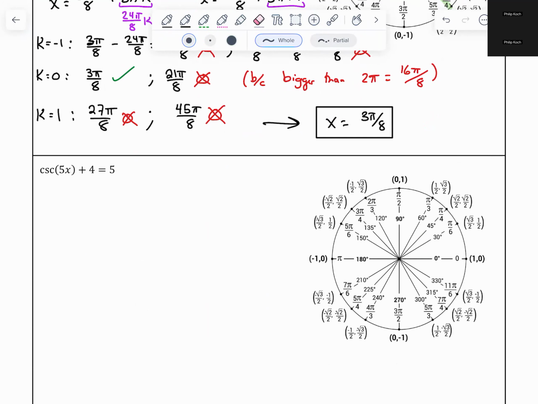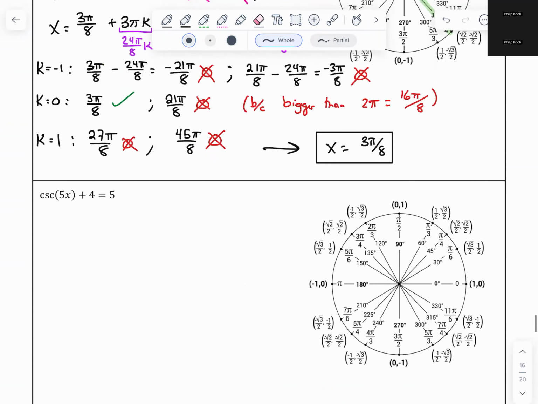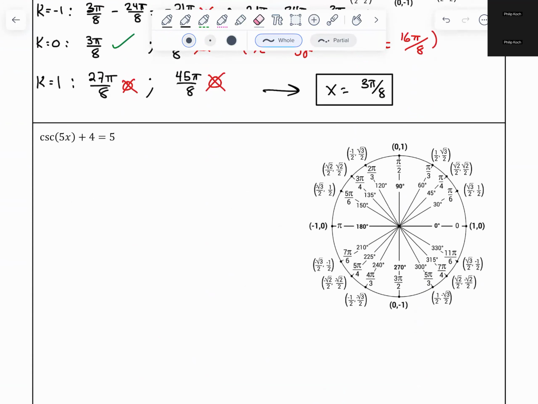The test is Wednesday, that's correct. Last one, and then we get to move on to calculator stuff, and then we go on to the review. So cosecant of 5x plus 4 is equal to 5. Solve it like normal. Isolate the cosecant. So cosecant of 5x is equal to 1. Unless you're super cool and have your cosecants memorized, I'm going to convert this into a sine.